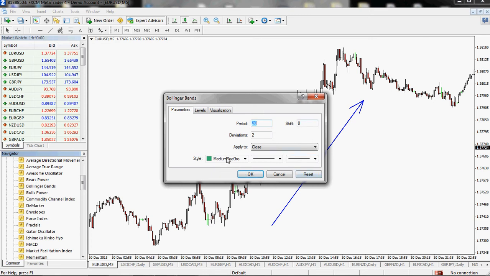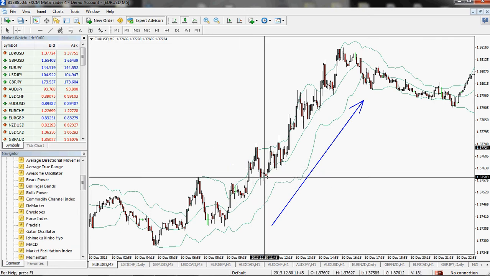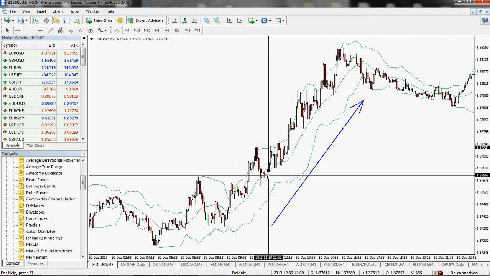So you can use again the normal, default settings for the Bollinger Bands. And once you put in this one, you can see that the Bollinger Bands is moving in the upward direction. That means the trend is in the upward direction. So normally in an upward direction, in a trending market, whenever the price retraces back to the middle band, that is an entry point for a long trade.